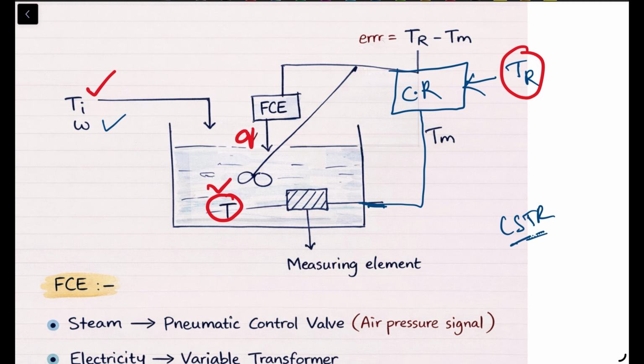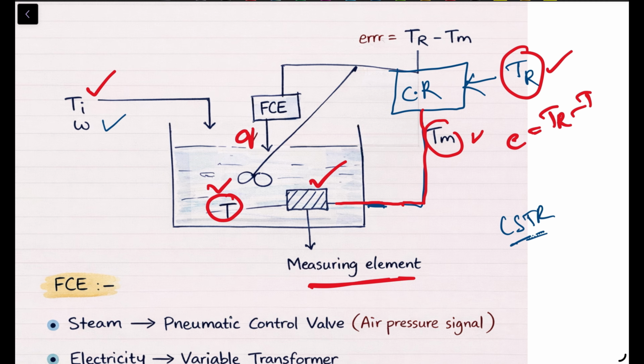So first we place a temperature measuring device, such as a thermometer, inside the reactor. That's called the measuring element. This measuring element measures the reactor temperature and sends a signal called TM. The signal goes to the controller. Inside the controller, the measured value TM is compared with the set point value TR, so the controller calculates the error, that means E equals TR minus TM.